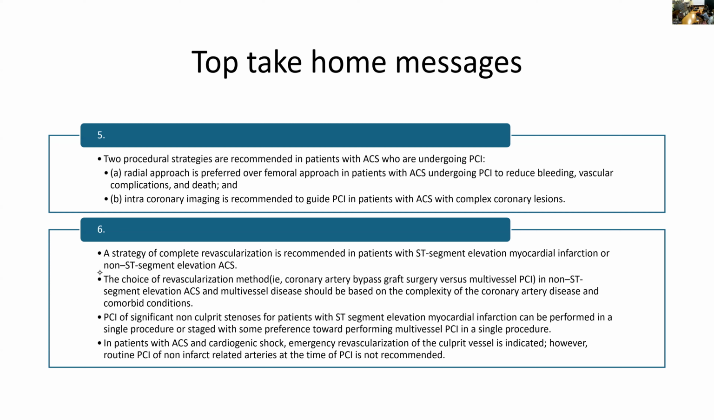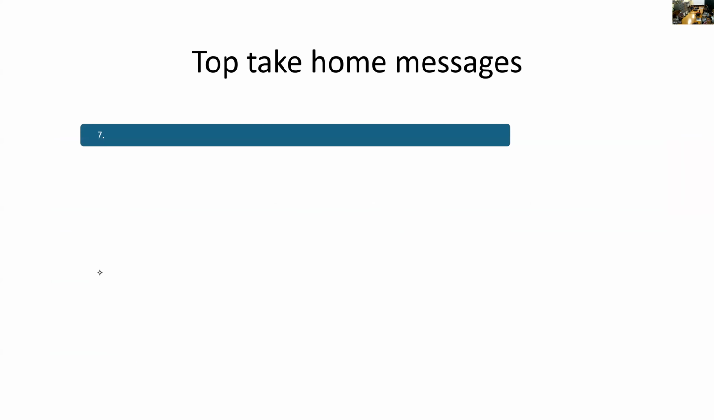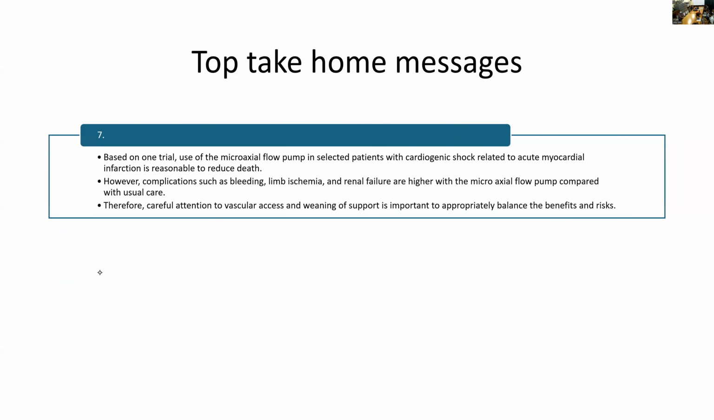In patients with ACS and cardiogenic shock, emergency revascularization of the culprit vessel is indicated. However, routine PCI of non-infarct related arteries is not recommended. Based on one trial, use of a microaxial flow pump in patients with cardiogenic shock related to acute MI is reasonable to reduce deaths. Cost is a big consideration for this. However, complications such as bleeding, limb ischemia, and renal failure are higher for those who use it. Therefore, careful attention to vascular access and monitoring of support is important.